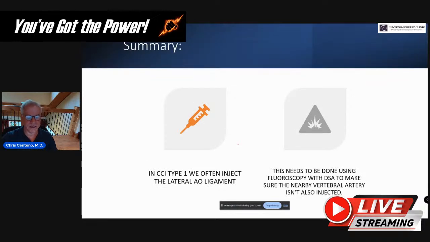So in summary, in CCI type 1, we often inject the lateral AO ligament. Again, this needs to be done using fluoroscopy with digital subtraction angiography to make sure the nearby vertebral artery isn't also injected. So let me stop sharing here.